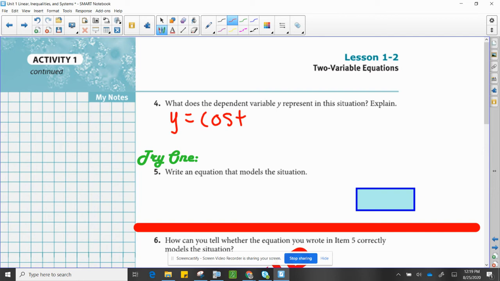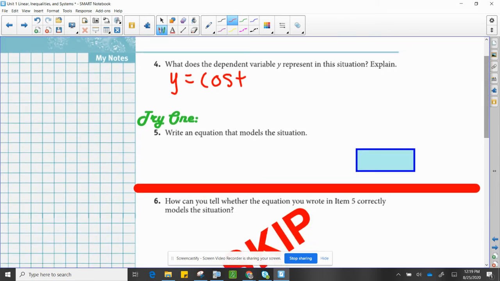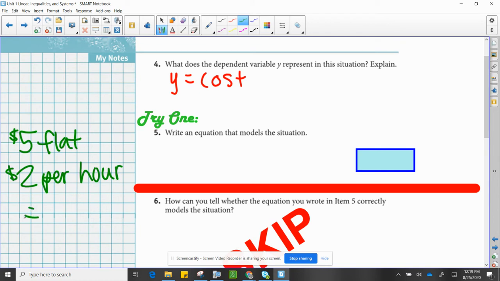All right, so here's the whole point of this problem. They want us to write an equation to represent this situation. So the flat fee of $5, and remember, it's $2 per hour. Okay, and that is going to have to equal the cost. So I'm going to have you guys try it to write the equation that models this situation. So you're going to have two variables, y and x. So give it a try, see what you get.